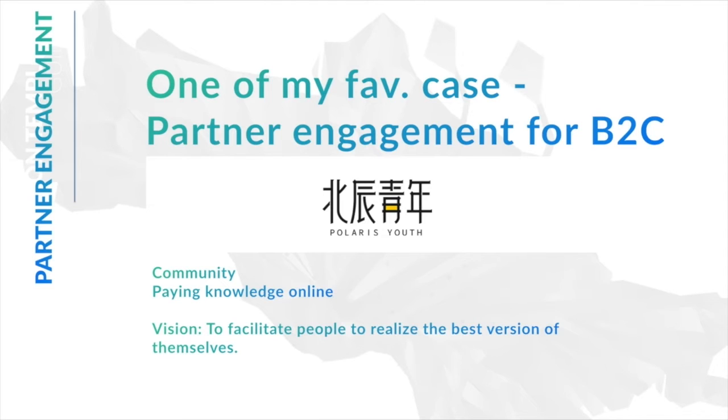I'm going to introduce the first one, my favorite case, which is how they are doing partner engagement for B2C. This organization is called Polaris Use, and it's actually a community. They are running business based on community, and they also have paid knowledge online. How they earn money is by using ads or design campaigns for companies, and also providing some knowledge or courses for people to buy.